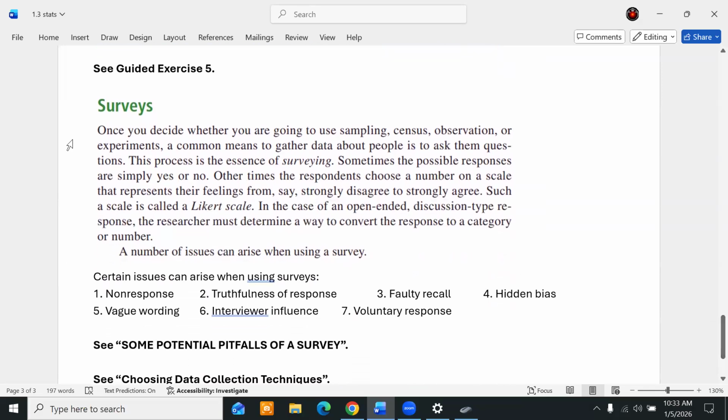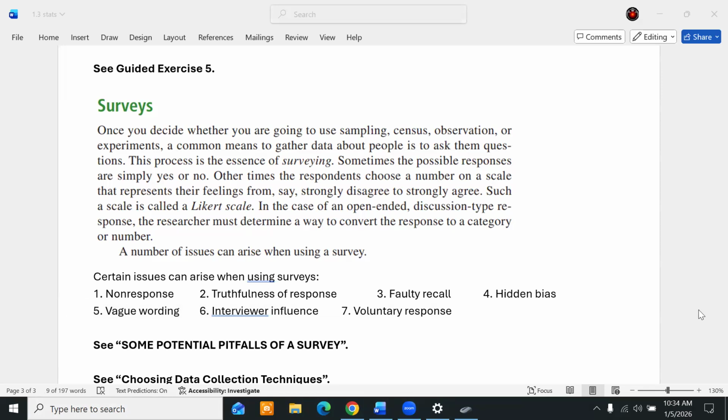And I'll let you read over this yourself about surveys. Notice also that they talk about the Likert scale, which is commonly used in surveys. A number of issues can arise when using a survey. For example, number 1, non-response. Number 2, truthfulness of the response. Number 3, faulty recall. Number 4, some kind of hidden bias based on the questioning, for example. Number 5, vague wording. Number 6, interviewer influence. Number 7, voluntary response.